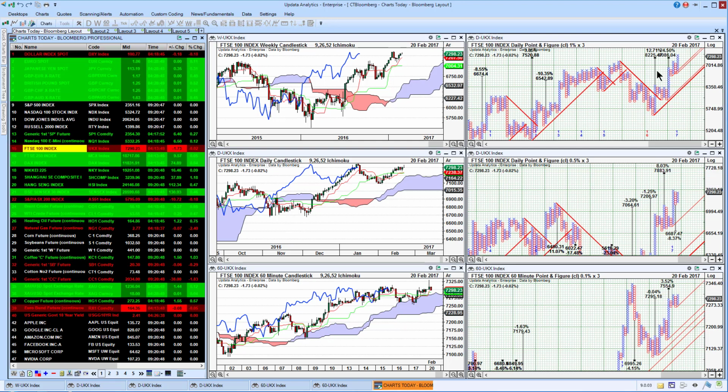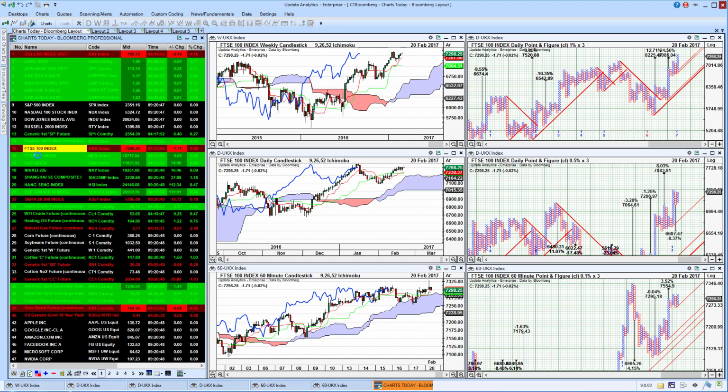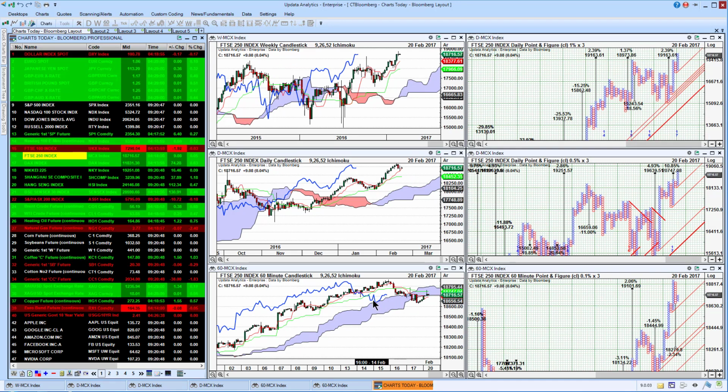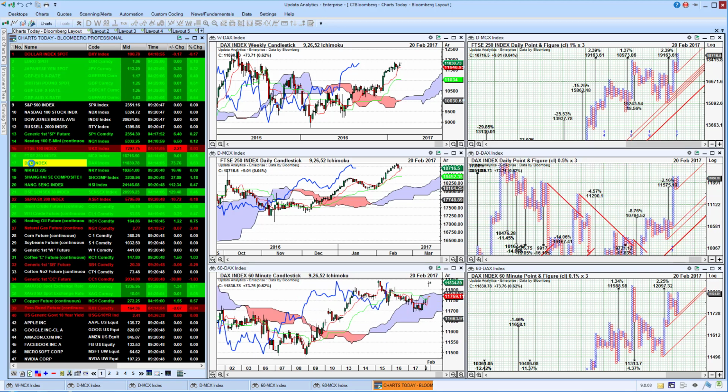8% upside on the medium term and 12 to 24% upside on the long term. So really still pretty bullish. The 250 again, just messing with the cloud here a little bit, but finding support on the cloud. Long-term targets still look pretty good, as do the medium-term targets.